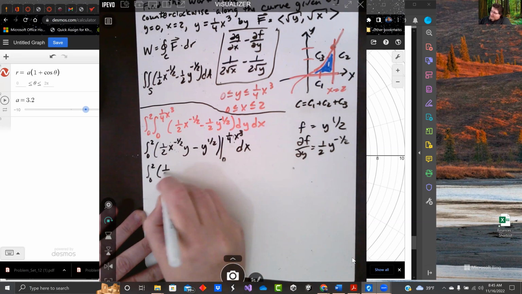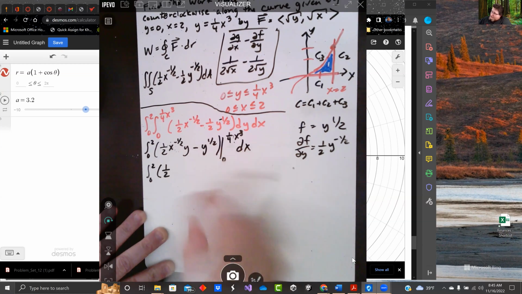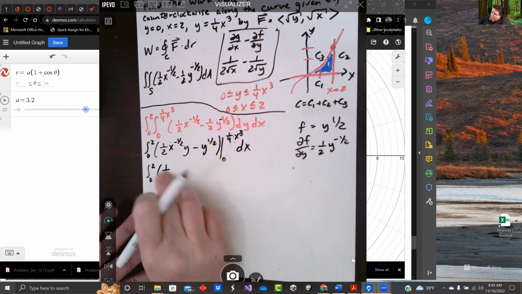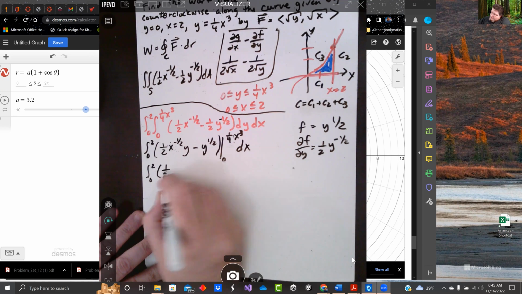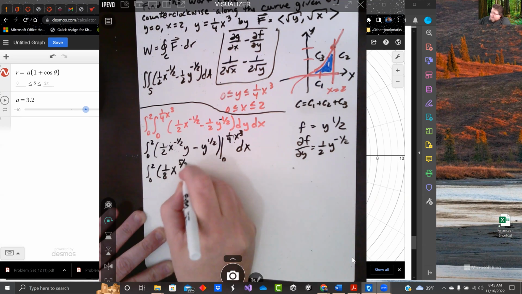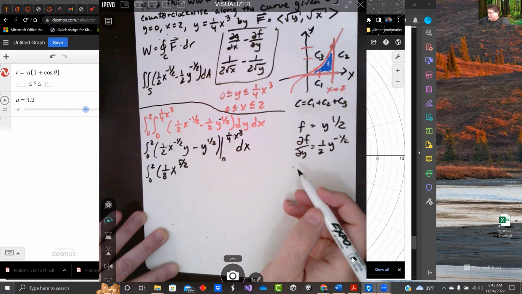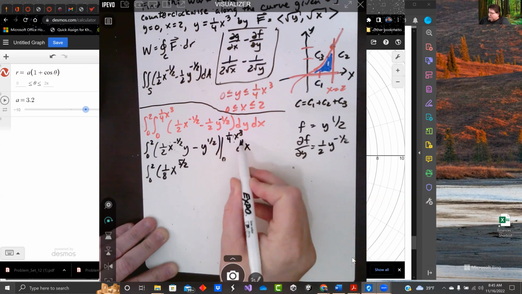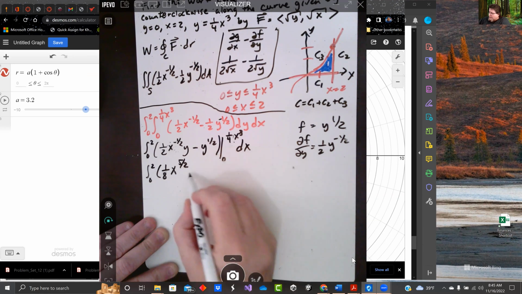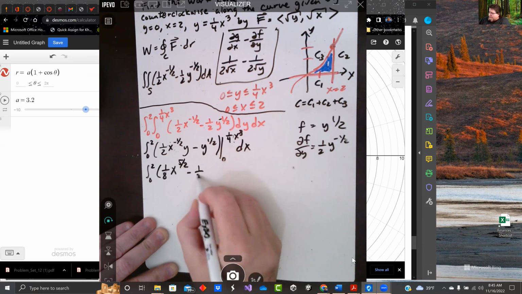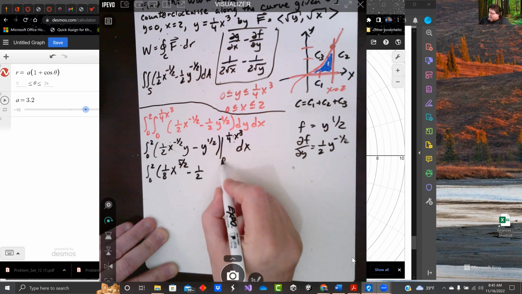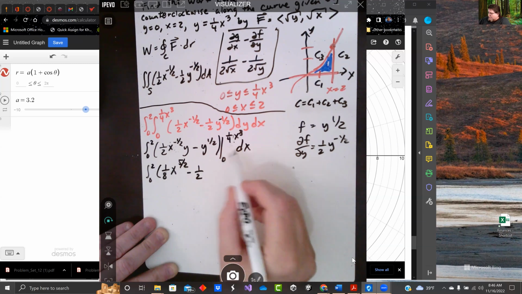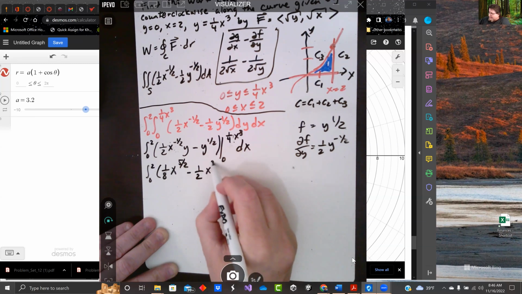So we have 1/2 times 1/4 x cubed. That's going to make a 1/8, and x cubed times x to the negative 1/2 is going to become x to the 5/2. And if I plug 1/4 x cubed into the square root, square root of 1/4 is 1/2. And x cubed to the 1/2 will be x to the 3/2.